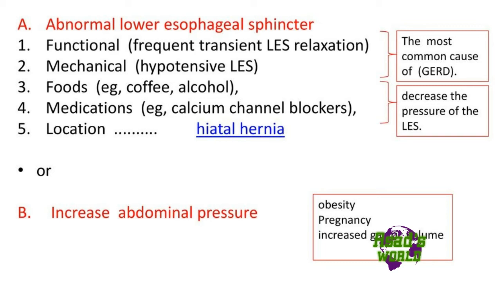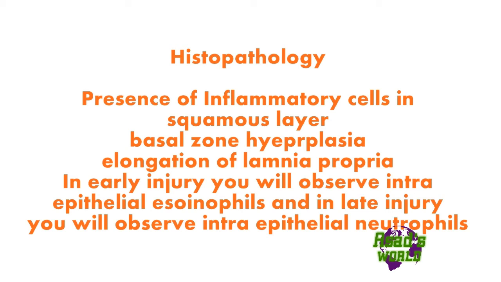Talking about the histopathology of GERD, there will be presence of inflammatory cells in the squamous layer, basal zone hyperplasia, and elongation of the lamina propria. You can identify the early and the late stage with the presence of eosinophils and neutrophils. If you observe intraepithelial eosinophils, there will be early injury. If there are intraepithelial neutrophils, there will be an indication of late injury.